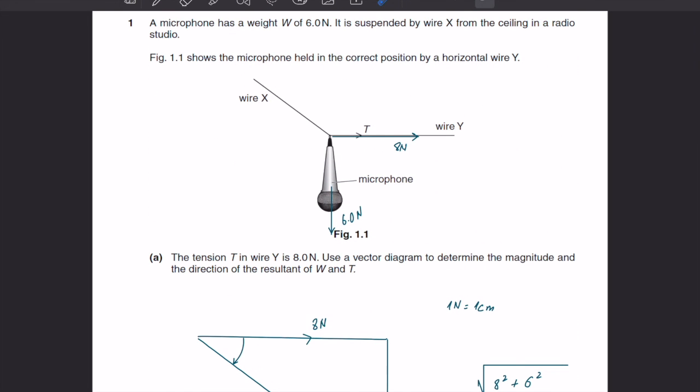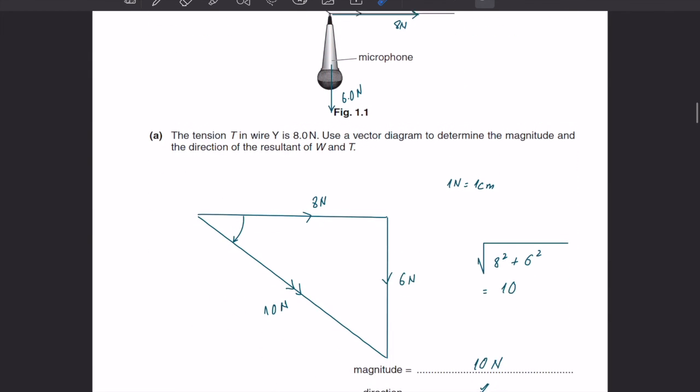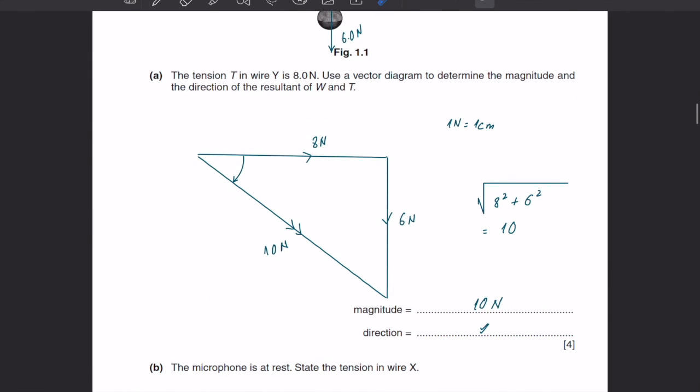So it uses some of the concepts of equilibrium, that if it is at rest, then the resultant of these two forces must be equal to this force. So the tension in wire X must be equal to the resultant of these two, which is something we've already found out as 10 Newton. So the tension in wire X could directly be found out as 10 Newton.